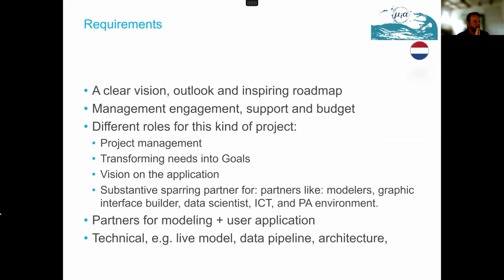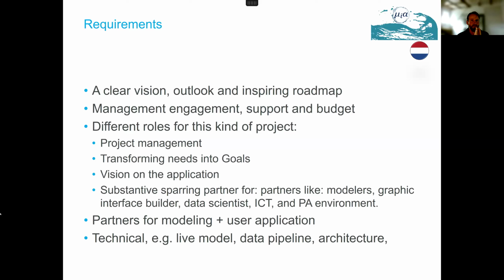The intended end users are the operators and of course also the process engineers. They collaborate, and the operators are doing everything on a day-to-day basis of the plant, and the process engineers are more like for the strategy, for weekly, or the design. Depending on the requirements, what we saw for this whole endeavor is a clear vision, outlook, and inspiring roadmap.